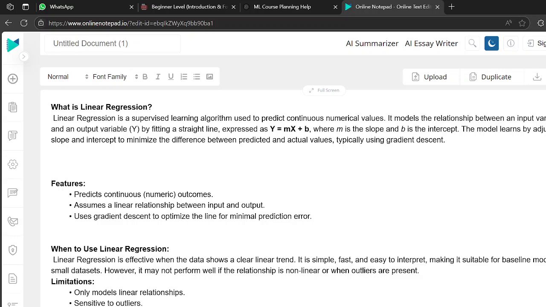Finally, we will see some of the limitations. It only models linear relationships. It is not able to perform on non-linear relationships. Then it is sensitive to outliers, as you already understood. And finally, it is not ideal for complex or highly non-linear data, which we already know. So that was all about linear regression.